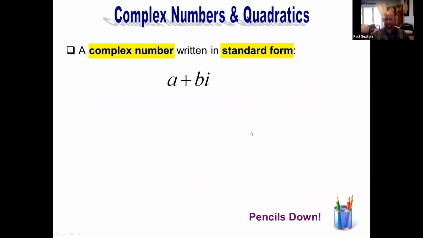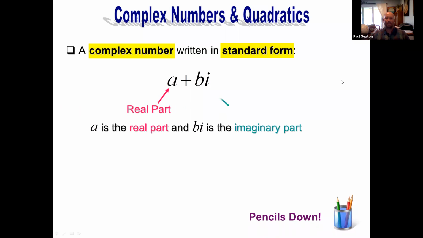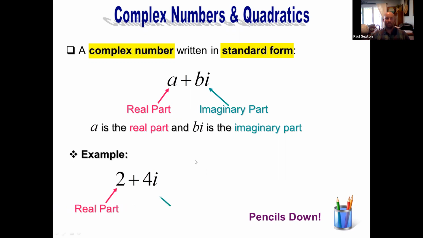Okay, so if you remember, you saw this in Algebra 2, a complex number is written with two parts. You have the real part, and then plus or minus the imaginary part. In standard form, it's the real plus or minus imaginary. But sometimes, if the real part is negative, they'll switch it around. A is the real part, and B is the imaginary part. It's nice and easy. Like if you had 2 plus 4i, that is one complex number. Even though it has two parts, it's actually one complex number. So the real part is 2, and the imaginary part is 4i.